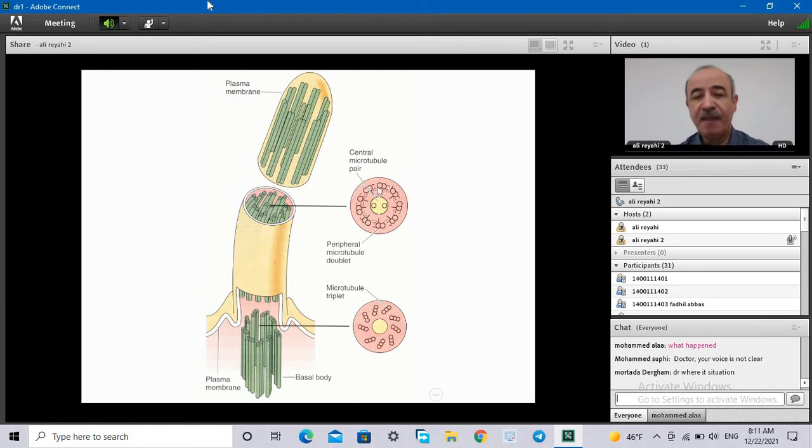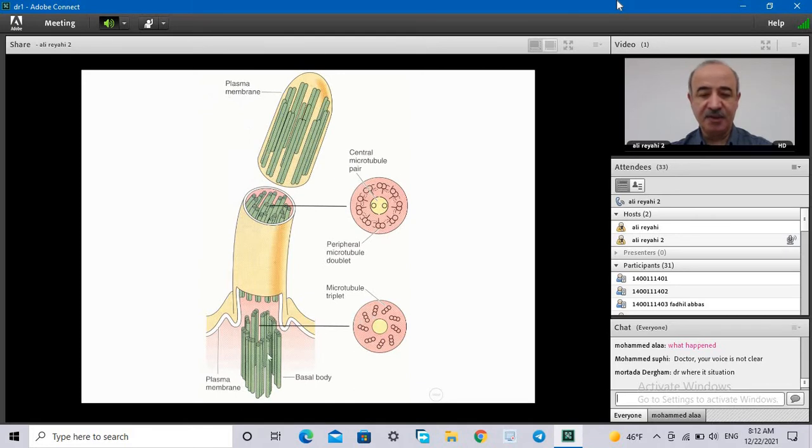Axoneme pattern. The formula is 9 doublets plus 2 central microtubules, 9 plus 2. Okay, this is the formula of the axoneme. And look at here. In the cytoplasm, the cilia attach to the basal body. The basal body is formed by 9 triplets of microtubules.